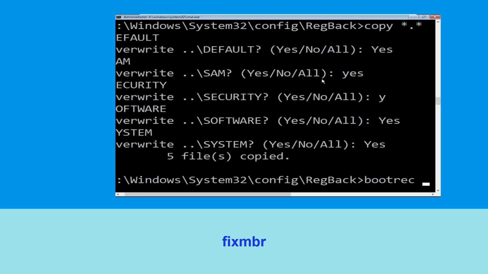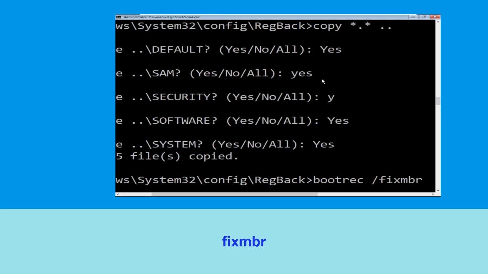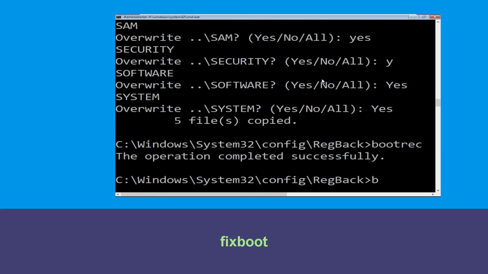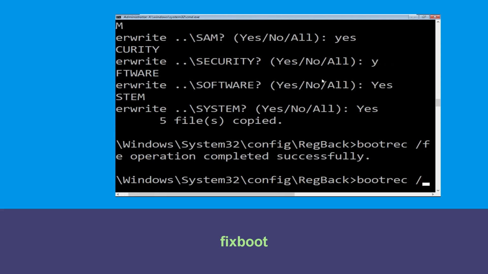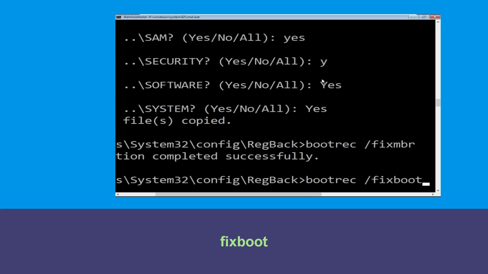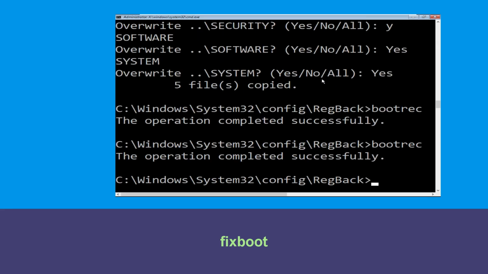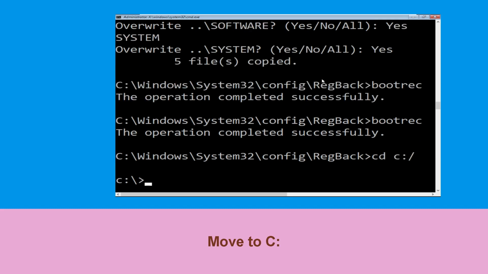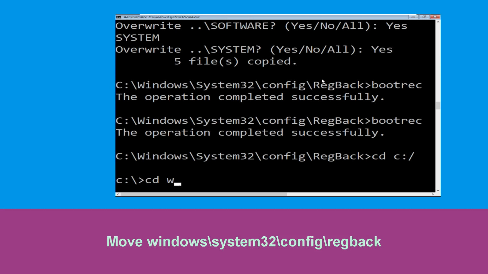Type in bootrec /fixmbr and hit enter to execute the command. Now type in bootrec /fixboot and simply hit enter to execute the command. Type cd c:/ and hit enter. Now type cd Windows/system32/config/regback and hit enter to execute.